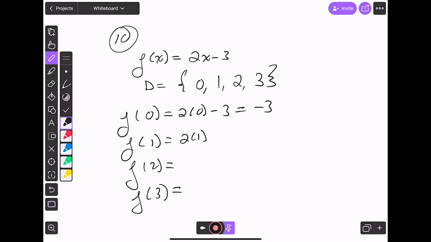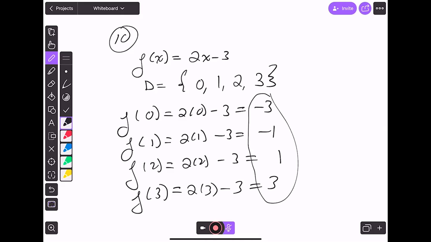2 times 1 minus 3 is going to be minus 1. 2 times 2 minus 3 is going to be 1. 2 times 3 minus 3 is going to be 3. These are the range numbers over here. I'm going to write it down for you. The range is going to be, let's see, minus 3, minus 1, 1, and 3.